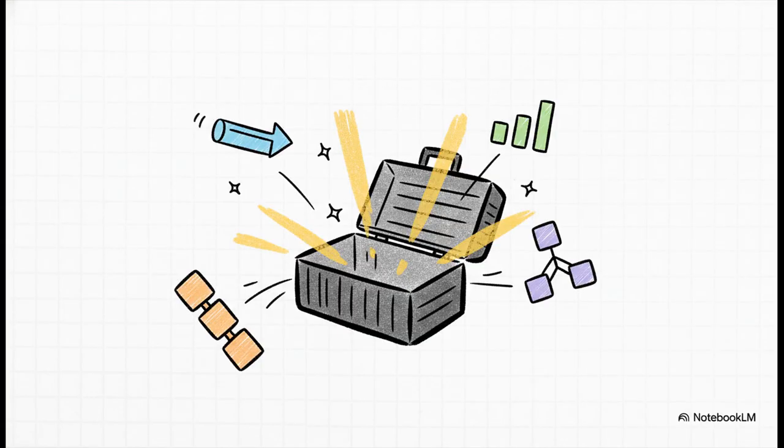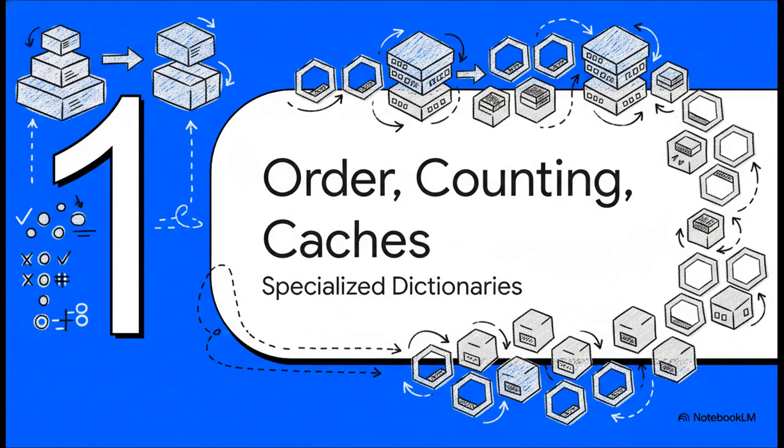But here's the good news. Python has you covered. It comes with this incredible built-in toolkit, just packed with these specialized instruments. It's called the Collections module. And honestly, getting to know this module is one of those things that separates the good Python programmers from the great ones. So come on, let's open up this toolbox and see what we've got. First up, we're going to look at a few tools that are perfect for solving problems with order, counting things really efficiently, and even building more complex stuff like caches.